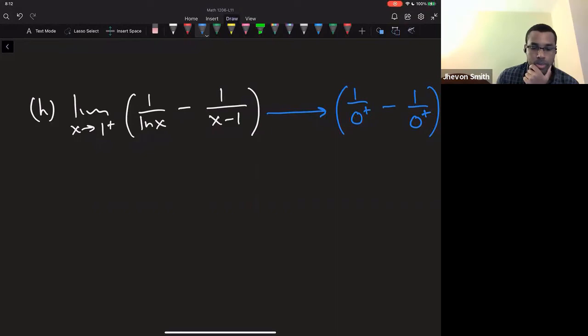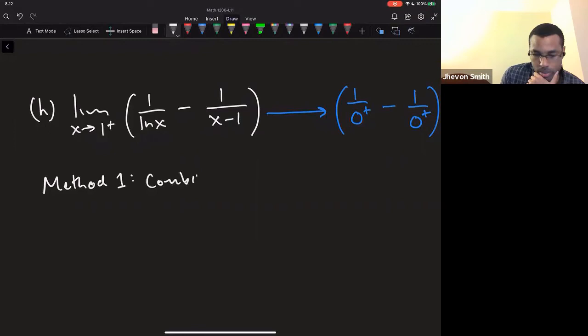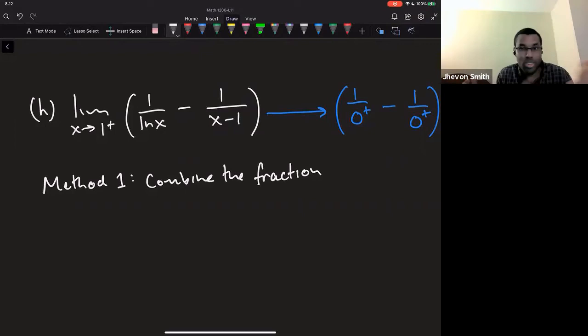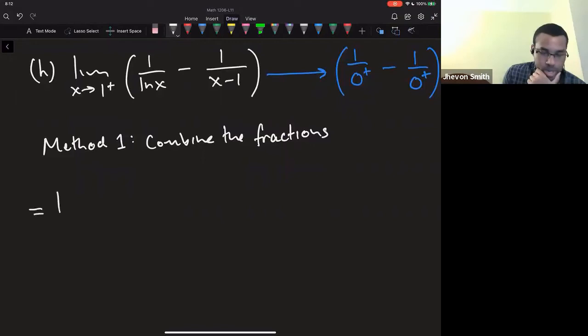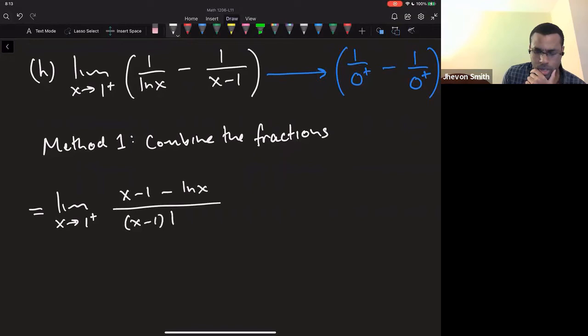Let's do method one, combine the fractions. I already have a bunch of divisions, but I just want one big division to apply L'Hopital's rule, and see whether it gives me 0 over 0 or infinity over infinity. So this is the limit as x approaches 1 from the right of x minus 1 minus ln x, all over x minus 1 times ln x.